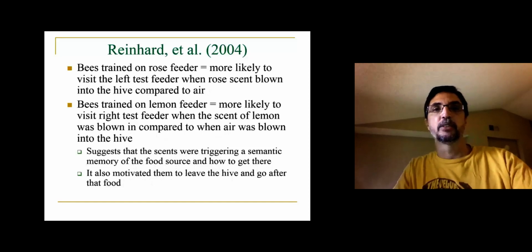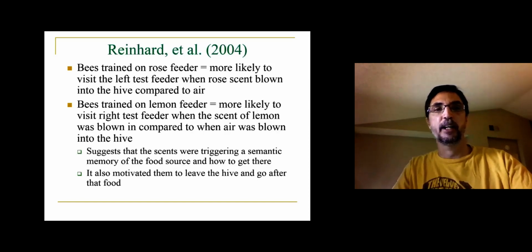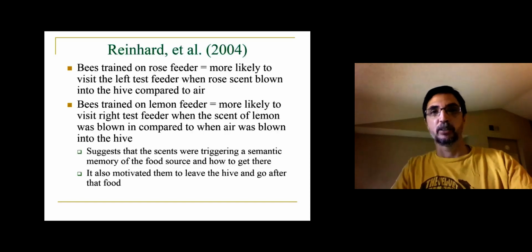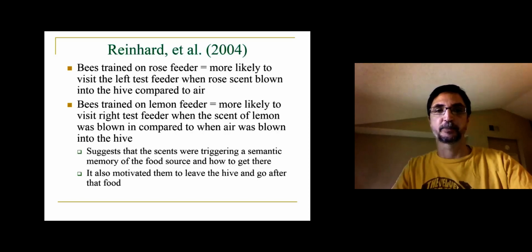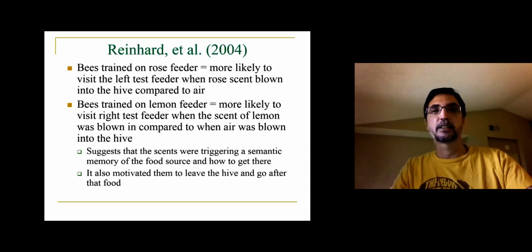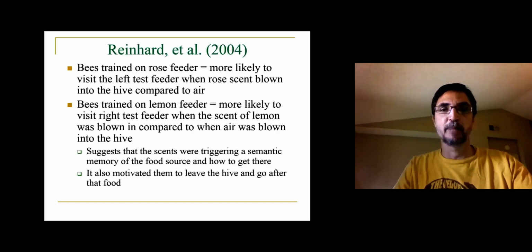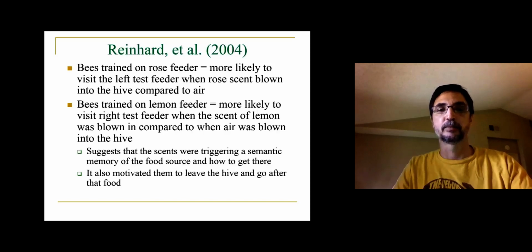So bees trained on the rose feeder were more likely to visit the left test feeder when the rose scent was blown into the hive compared to just air, and there were parallel findings when lemon scent was blown in for the bees trained on the lemon-scented feeder. And what this suggests is that the scents that were blown in were triggering a memory, a semantic memory of the food source and how to get there.